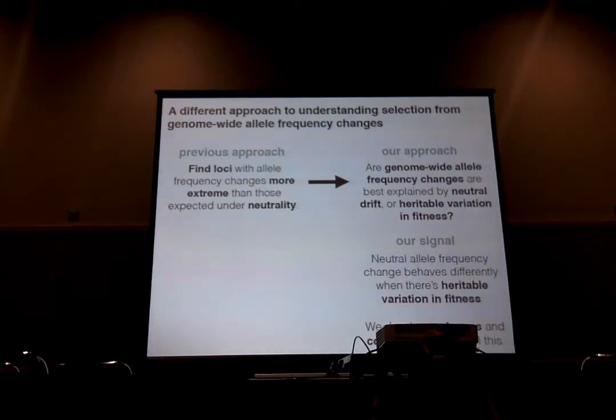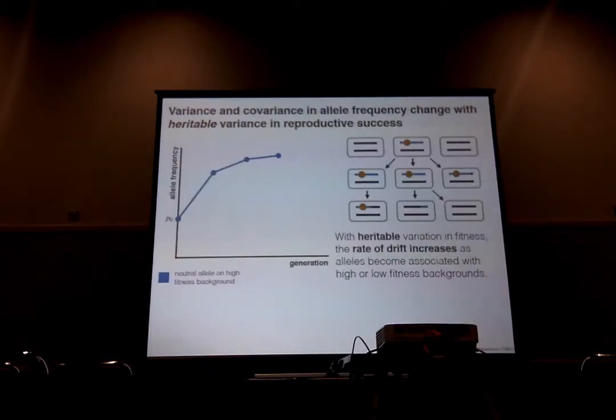Something special happens when there's heritable variation for fitness in a population. The dynamics of a neutral allele through time are affected by this heritable variation for fitness in the population in a way that just doesn't happen under neutrality alone. So through the remaining part of the talk, I'm going to develop some intuition about how we can see these special dynamics through variances and covariances of this neutral data.